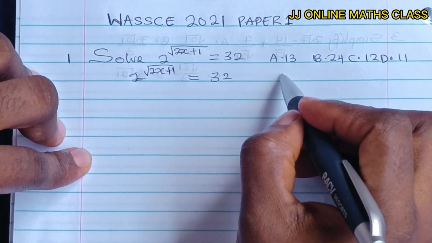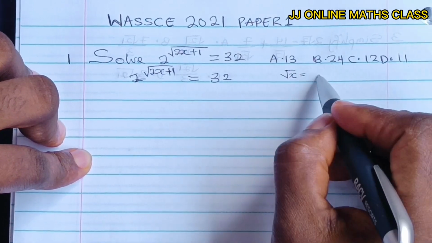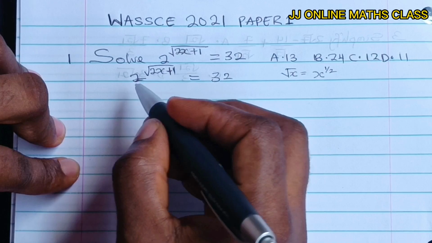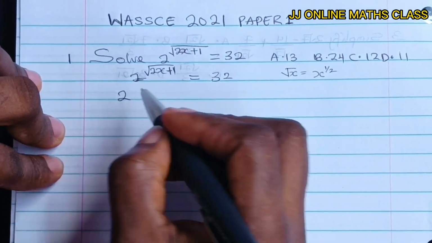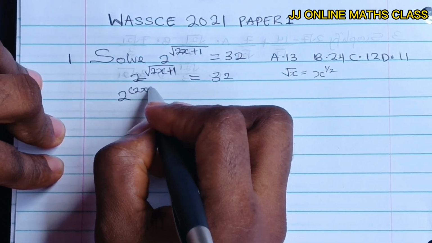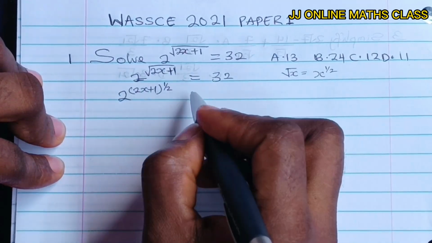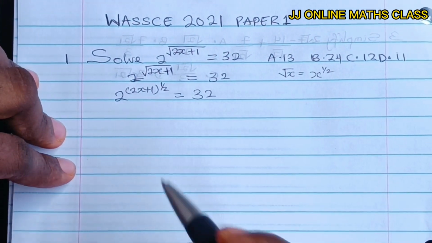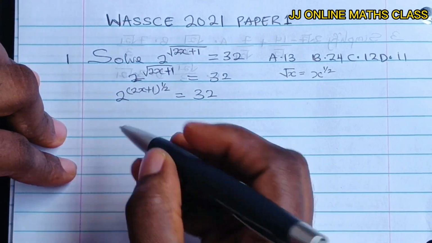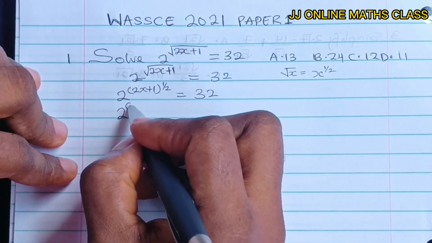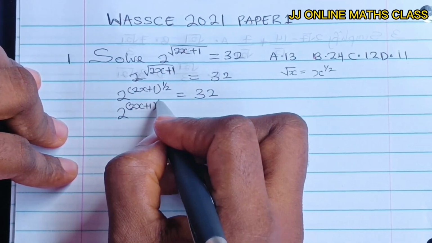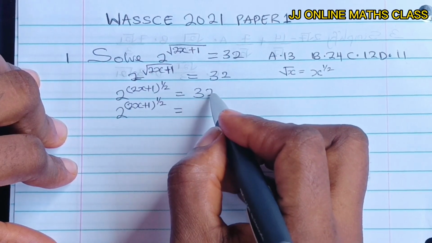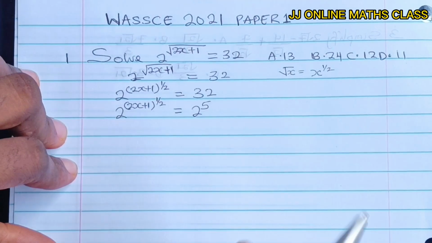We all know that square root of x is the same thing as x to the power of 1 over 2. Okay? So let's write that here. That means we can rewrite this as 2 to the power of what? 2x plus 1 raised to the power of half is equal to 32. Okay, now we can actually express this as what? 2 to the power of 2x plus 1 raised to the power of half is equal to what? This 32 can be written as 2 to the power of 5.